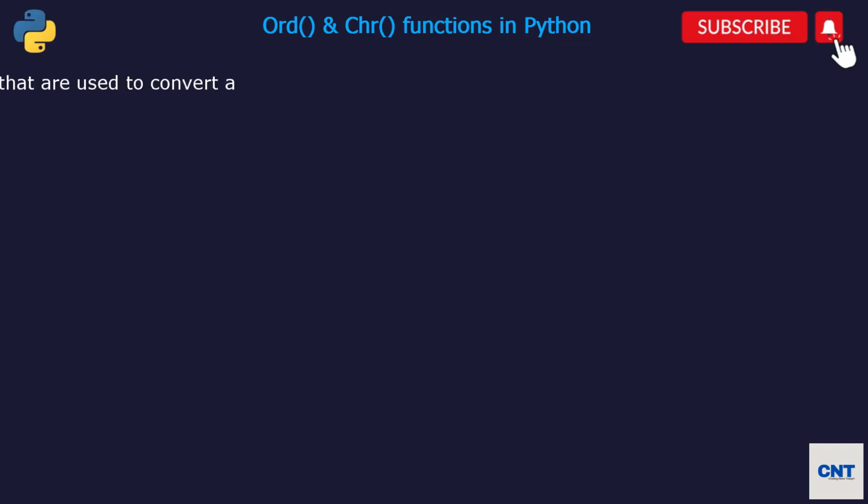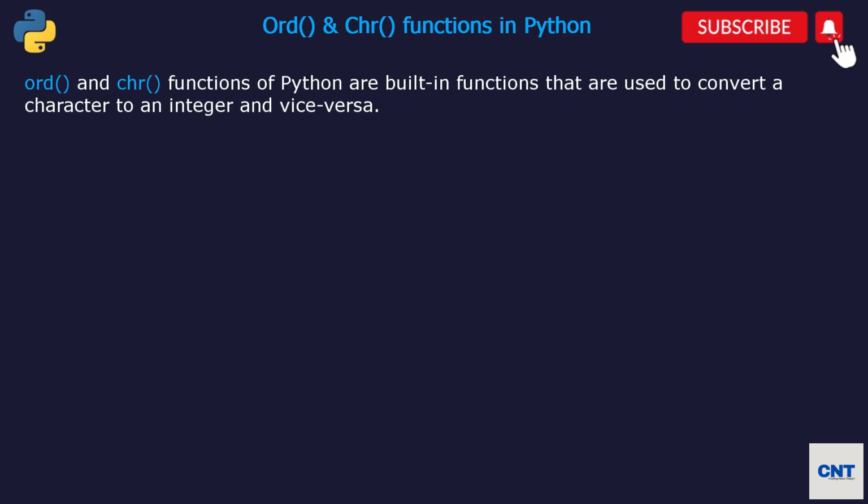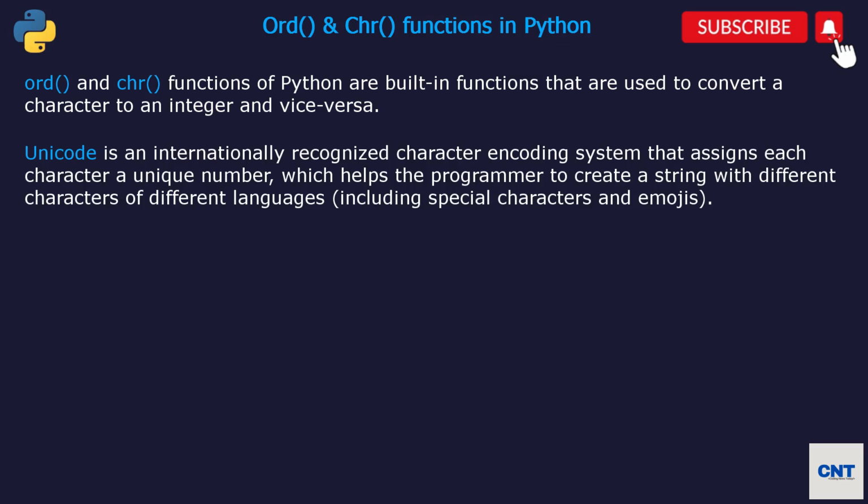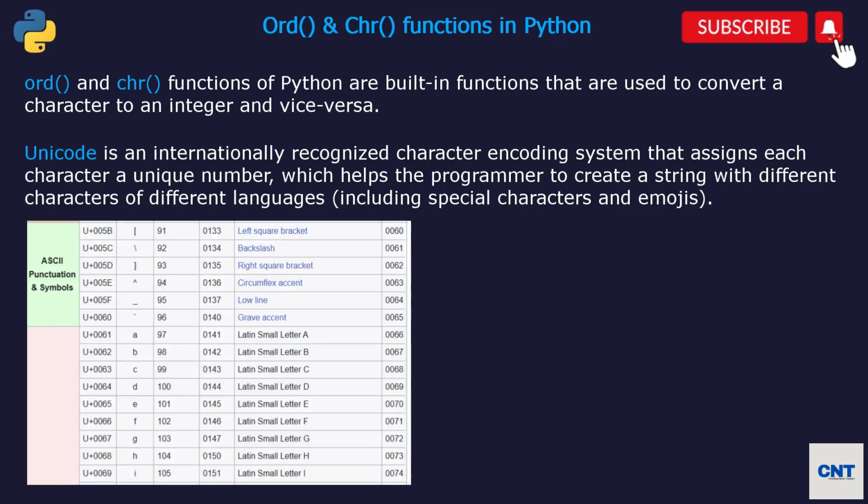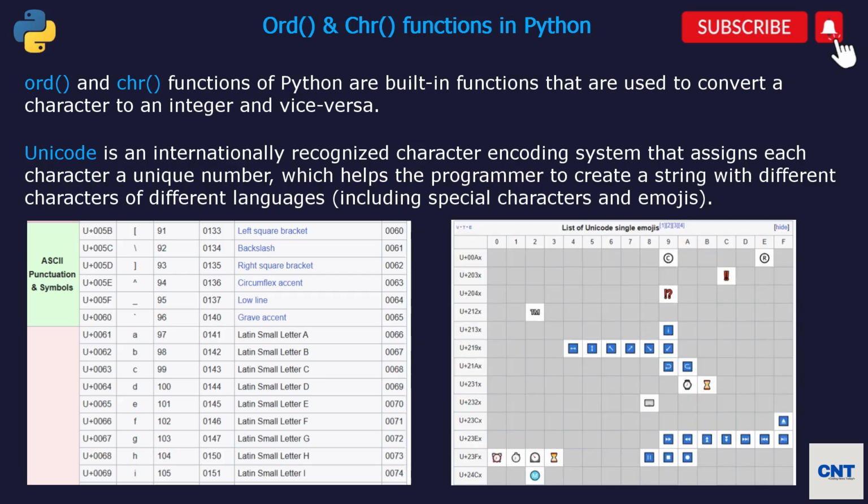Okay, ORD and CHR functions of Python are built-in functions that are used to convert a character to an integer and vice versa. Before diving into the tutorial, we will understand Unicode, which we will use later in our discussion. Unicode is an internationally recognized character encoding system that assigns each character a unique number, which helps the programmer to create a string with different characters of different languages, including special characters and emojis.